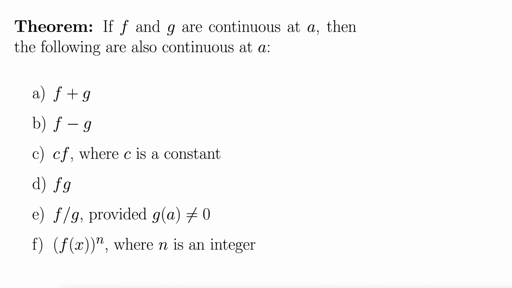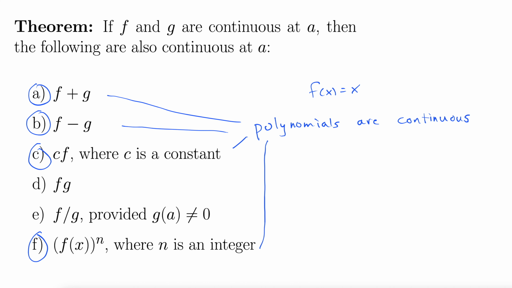Well, we know that the function x is continuous, right? Just imagine f of x equals x. We could use our continuity checklist on that and pretty easily get that f of x equals x is continuous. But then using a, let's see, b would be helpful, c, and f, we could use those to show that all polynomials are also continuous. Because polynomials are nothing but taking x to various powers.